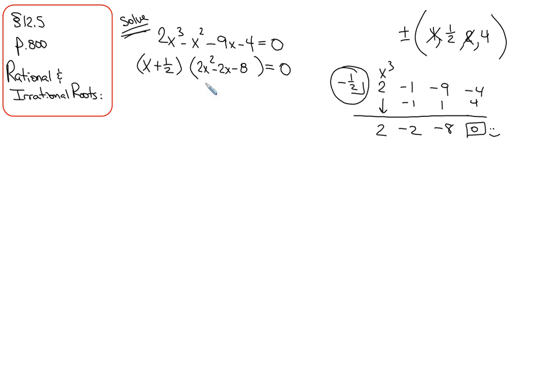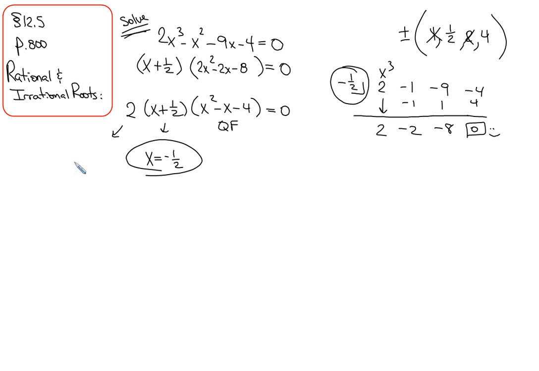Now, can I factor this some more? Yeah, what can I factor right away? A 2 out. So I'm going to factor the 2 out. Don't forget I still have an x plus 1/2 out there. And that's going to give me x squared minus x minus 4. Now, can we finish solving this? Yeah, does it factor more? No, so what can we do? Quadratic. So we're going to use the quadratic formula on this. This one gives us our x equals negative 1/2. That's one solution. Does this give us a solution?